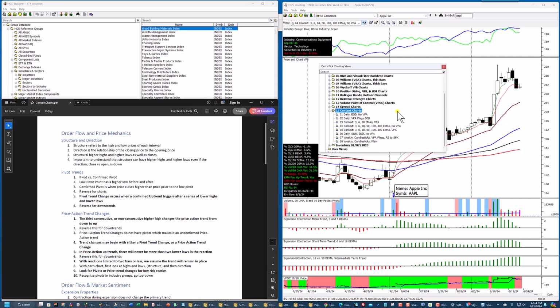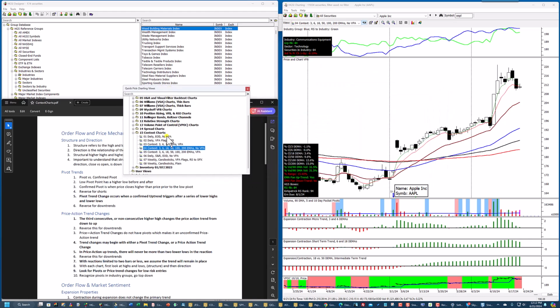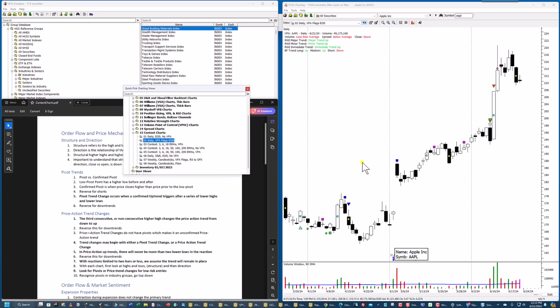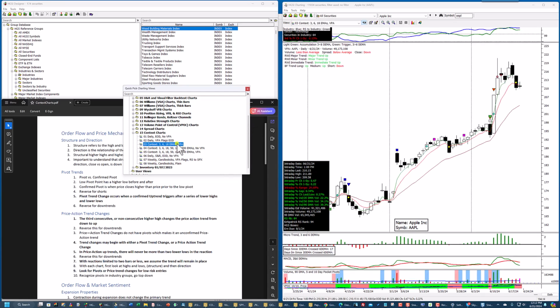The chart that I'm currently on is this one right here. Context with the 3, 6, 18, 50, 100, and 200-day exponential moving averages. No VPA on this chart. I'm going to run through these very quickly. This is just a plain chart, a daily chart, no VPA. This is the same chart with VPA flags. This is a contextual chart with a 3, 6, and 18.